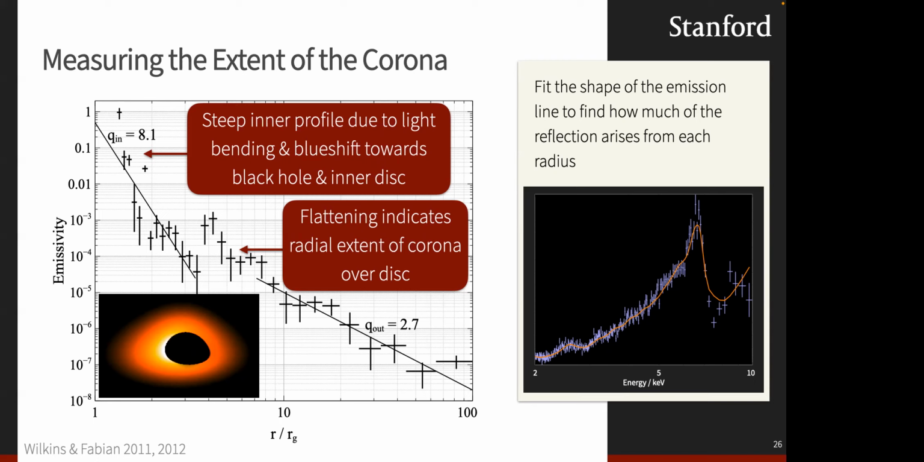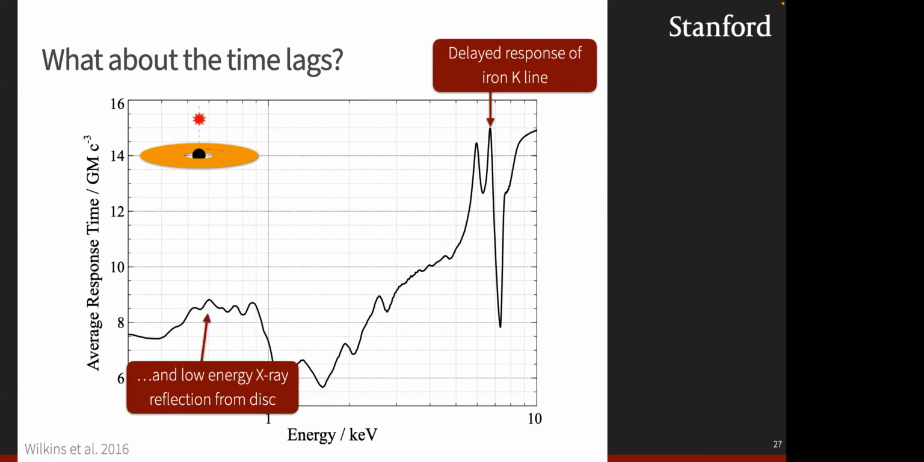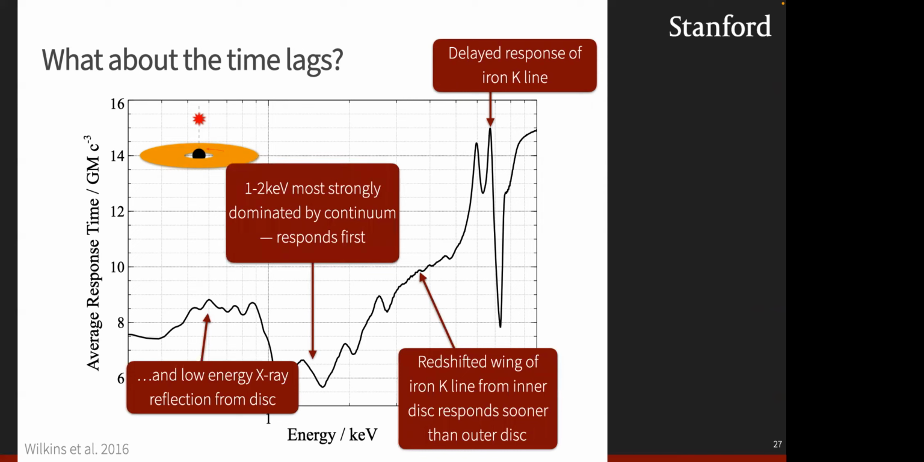So this is actually an image of the disk we reconstructed in an AGN called Markarian 335, just based on the reflection of the iron K line. And of course, we can model the time delay again. I've said this already, but here's the delayed response of the iron K line and the soft excess, and they're delayed with respect to the energy band that's most strongly dominated by the continuum.